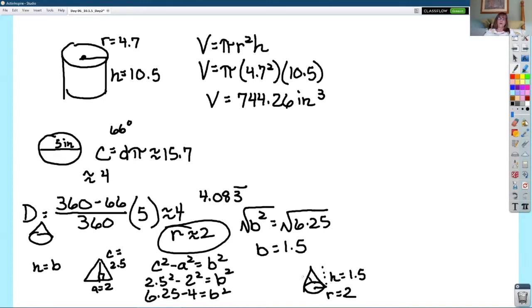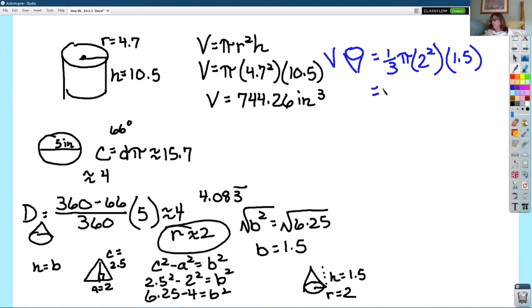Now I can find the volume of the ice cream inside the cone without the scoop. So I'm going to say that the ice cream inside the cone, or the volume of the cone, is going to equal 1/3 times the area of the base, which is pi r squared, or pi times my radius 2 squared, times my height, which is 1.5. And this is just the ice cream that is packed in the cone. When I put it in my calculator, I get approximately 6.28 inches cubed, or cubic inches. Now, again, this is an approximation.